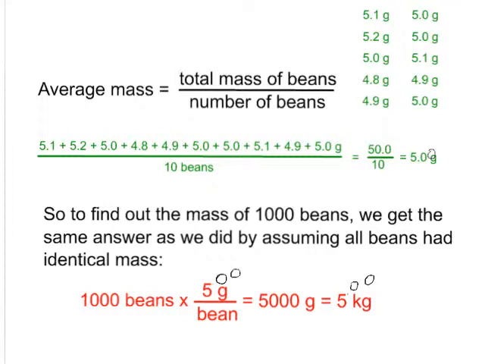Then to find the mass of 1,000 beans, we end up getting the same answer as we did when we assumed that all beans had identical mass. We're going to take the average, 5.00 grams times 1,000 beans. Our beans cancel out, and we end up with 5,000 grams. The number of significant figures here is limited by the number of significant figures in this measurement, 5.00. That has 3 significant figures, so we can have a 5.00 kilogram answer.